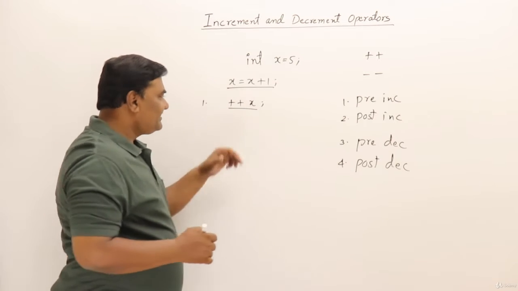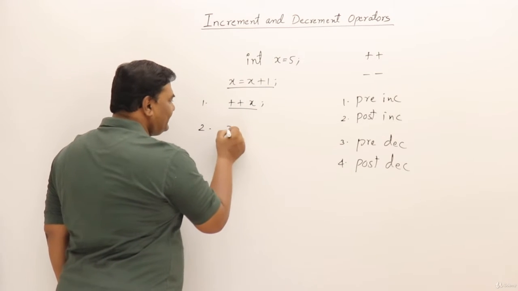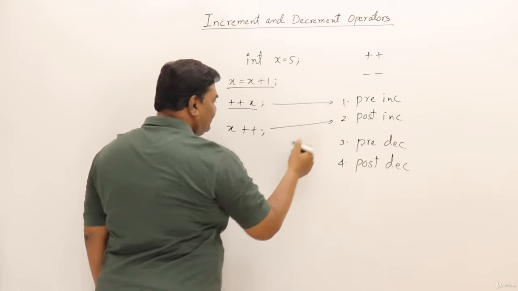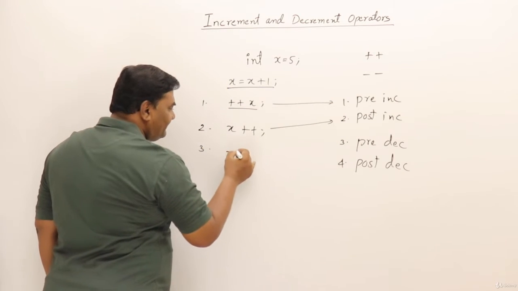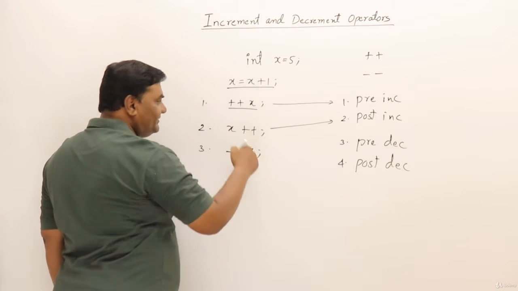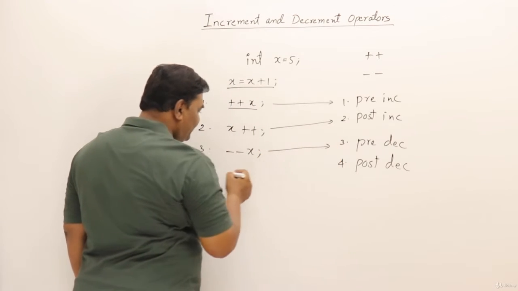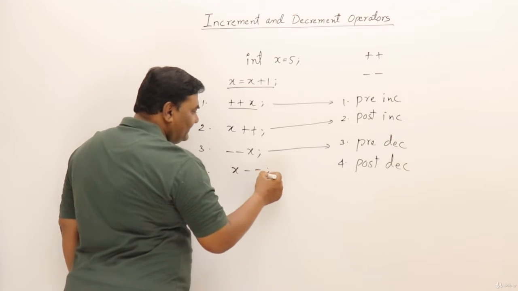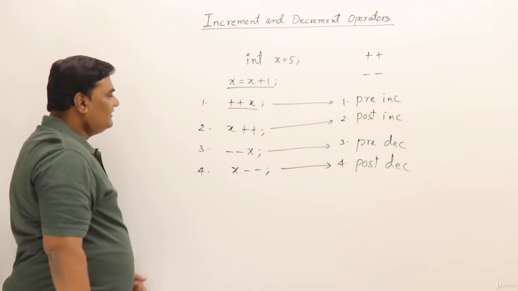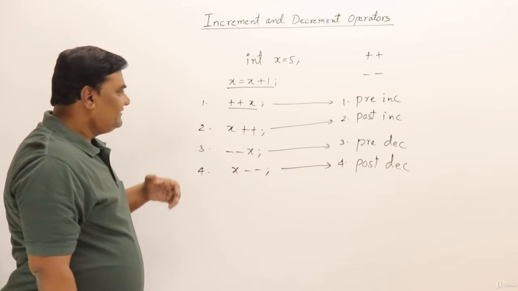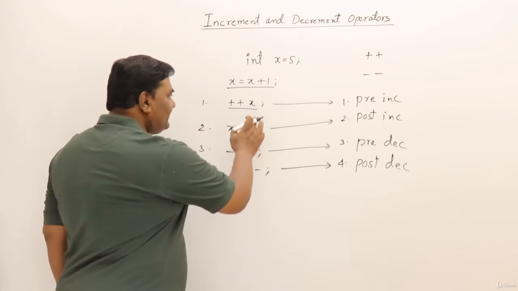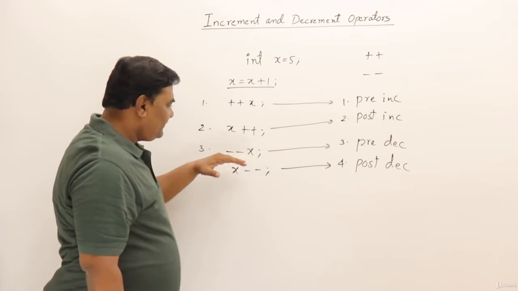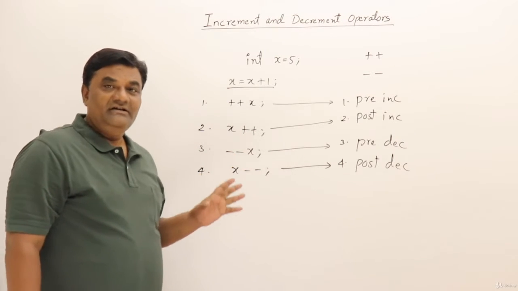Now instead of writing ++x, we can also write x++. This is called post-increment. This is pre-increment. Same way we can write --x. So the value of x will be decreased by 1 and this is pre-decrement, and the fourth one is x--, that is post-decrement. So these are the ways we can write. Right now, whether you write like this or this, it means the same thing only. Pre-decrement or post-decrement, both are the same right now.